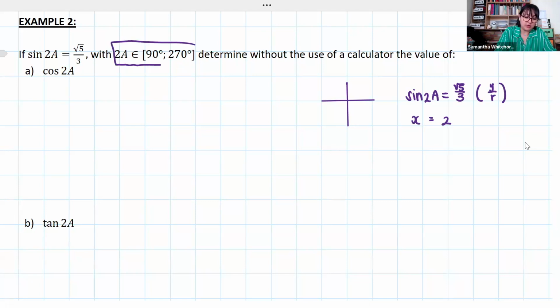You've then been told that your angle 2A falls between 90 and 270. So that basically means we need to ignore quadrant 1 and quadrant 4. We're only looking at quadrants 2 and 3. Sine's ratio is positive, which means we want where the positive sine ratio occurs, which is in quadrant 2. So that's where my diagram is going to end up being.